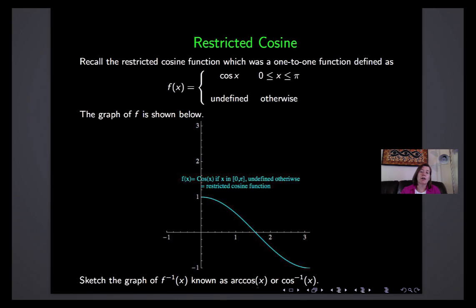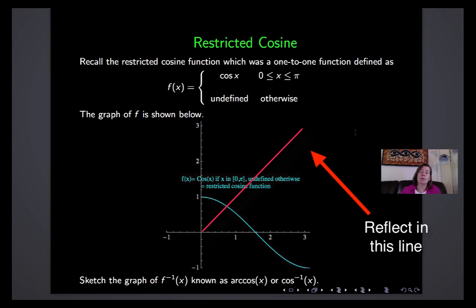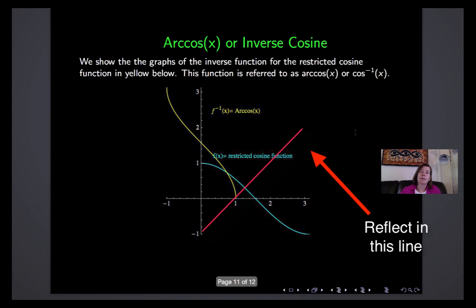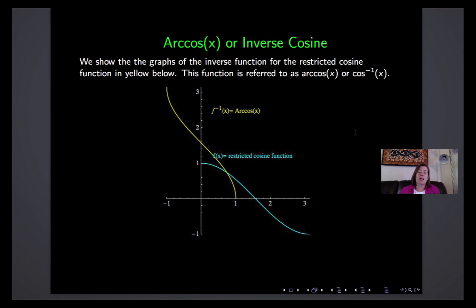To get a picture of y equals arc cosine of x, you need to take the reflection of this function y equals f of x here and reflect it in the diagonal of the plane, y equals x. This is what it looks like. The arc cosine function is shown in yellow here, and it's the inverse of the restricted cosine function.